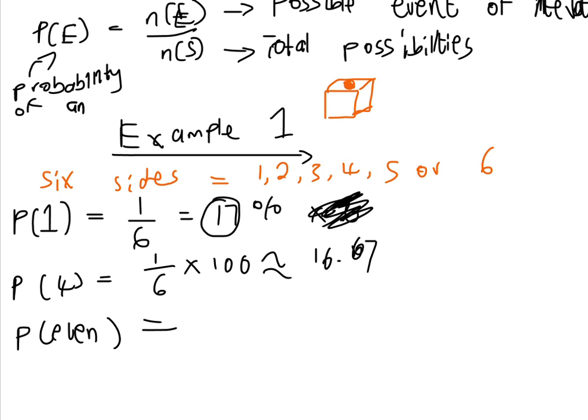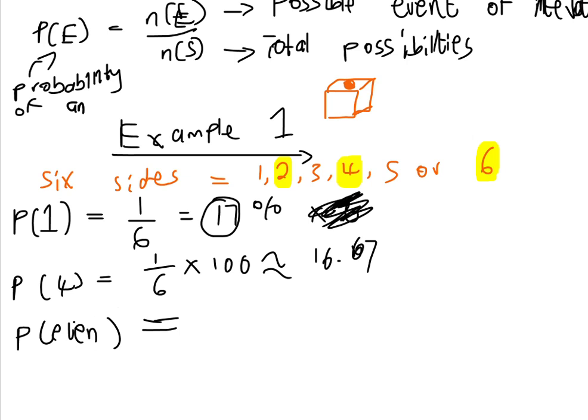Well, even numbers are multiples of 2, right? We include 0, but a die doesn't have 0. So for even numbers, we've got 2, we've got 4, we've got 6. Any number that you can divide by 2 without getting a remainder is an even number. So how many even numbers do we have on a die? We've got 3 even numbers. It's 2, 4, and 6, right?